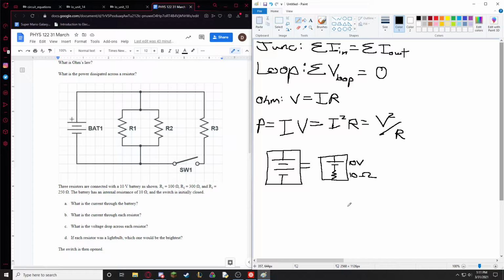So let's take about 10 minutes. I want you to solve for the current through the battery, and then the current through each resistor. And keep in mind, the switch here is initially closed. What does it mean that the switch is closed?